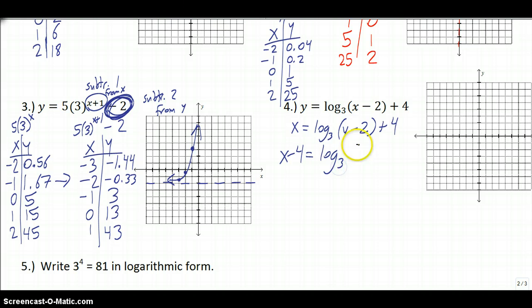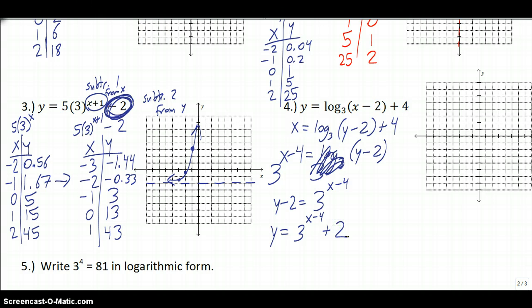And that equals log base 3 of y minus 2. Now you can bump the base. Bump that base. Anyway, y minus 2 is going to equal 3 to the x minus 4. But I'm going to add 2 to both sides, so here's what I'm really going to be graphing. Okay?